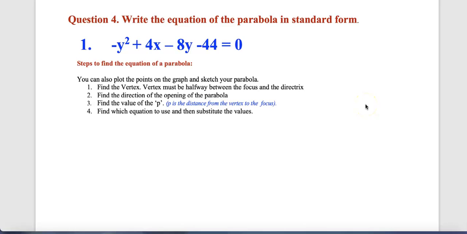Now our next question is, write the equation of the parabola in standard form. So what is our standard form? We have 4 equations: x minus h whole square is equal to 4p y minus k, or it can be like this, y minus k whole square.